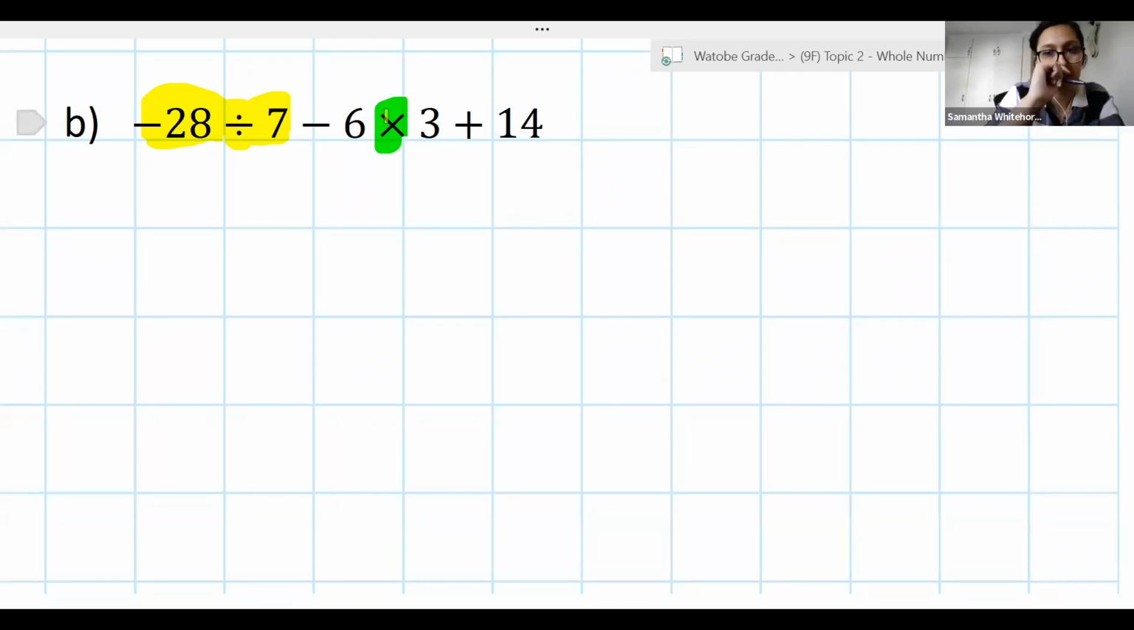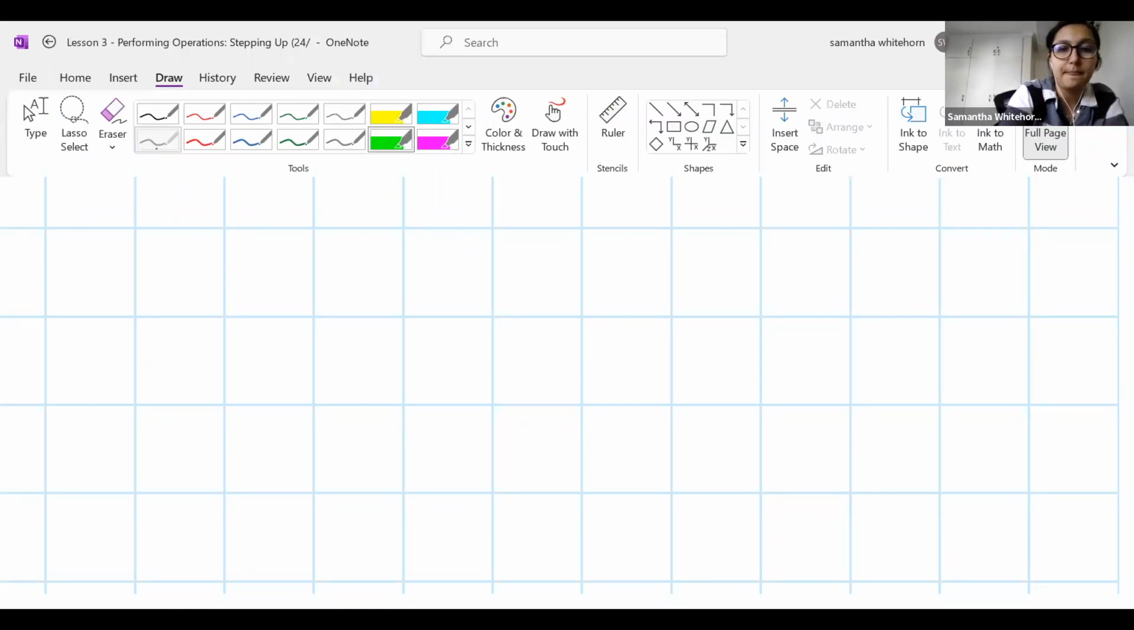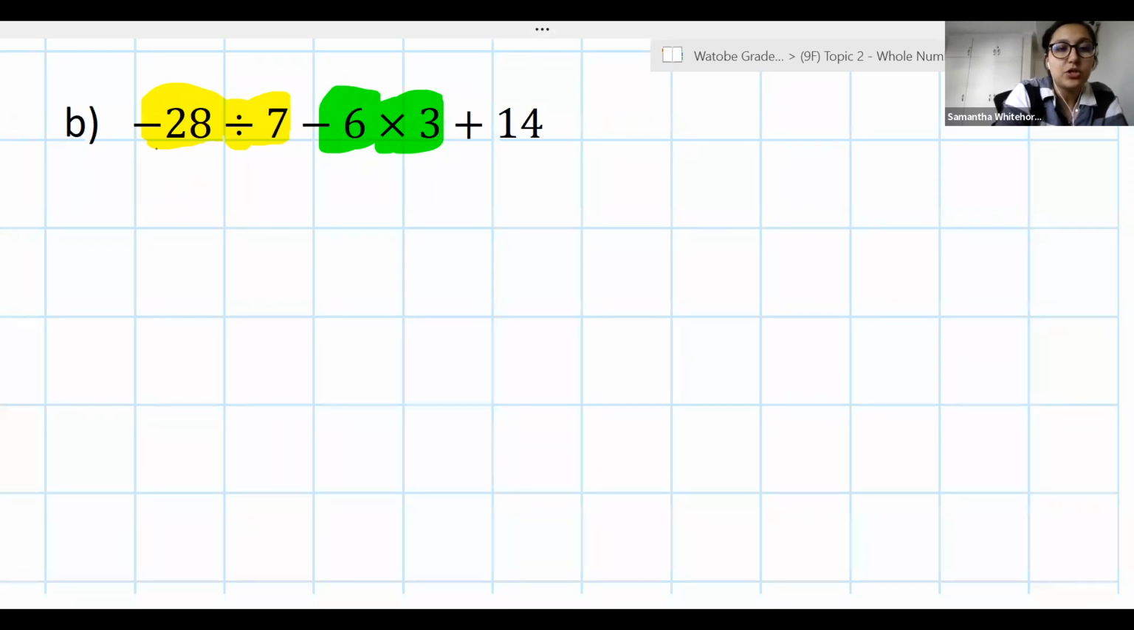Negative 28 divided by 7. The same thing happens for multiplication. I've got, and you can include the negative if you want, you don't have to, but essentially we've got the 6 times the 3. That's the first thing I need to start with, my division and my multiplication. Now, if you want to do it step by step, that's fine. I'm going to do it at once, but you can do it step by step.